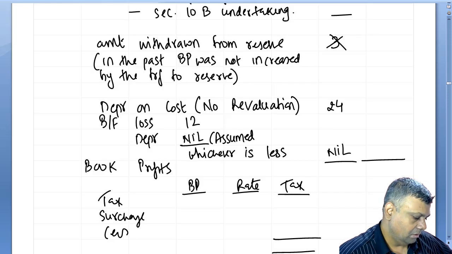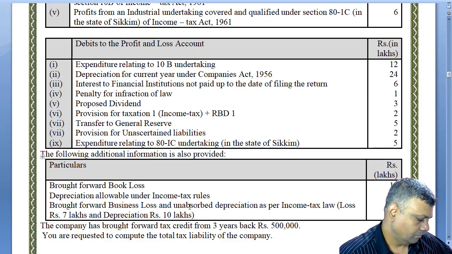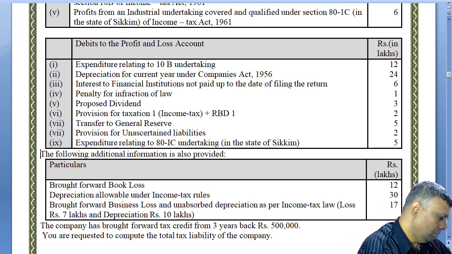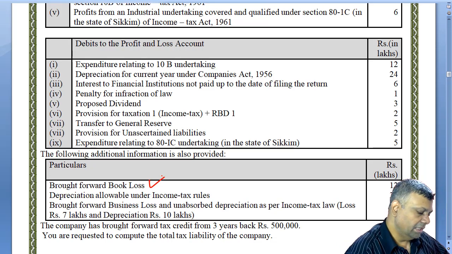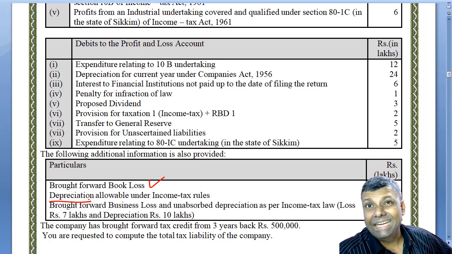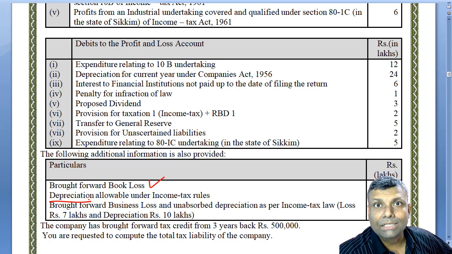Let us proceed with the question. So I've used this data: depreciation as per income tax rules. So that income tax provisions will come. Book depreciation and the tax depreciation will come in the total income calculations.